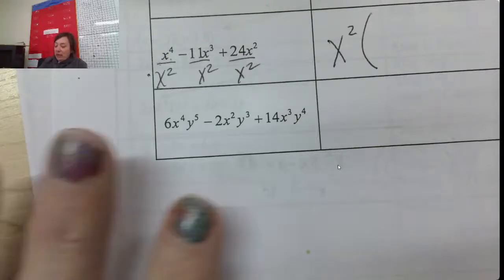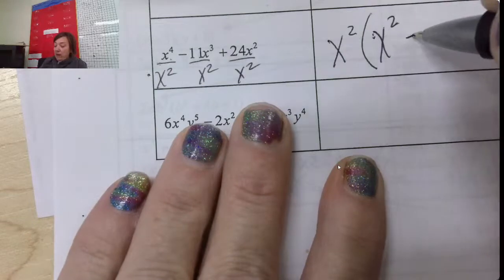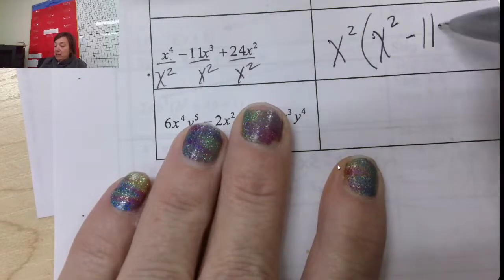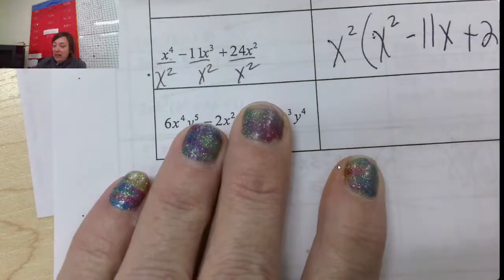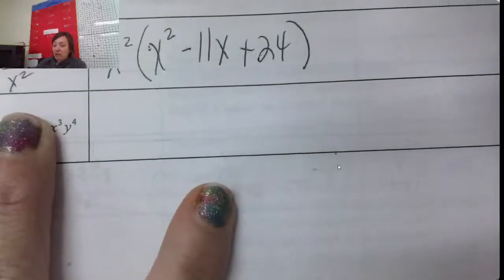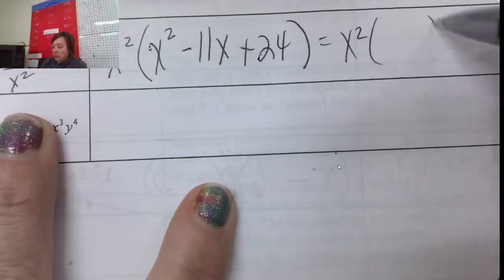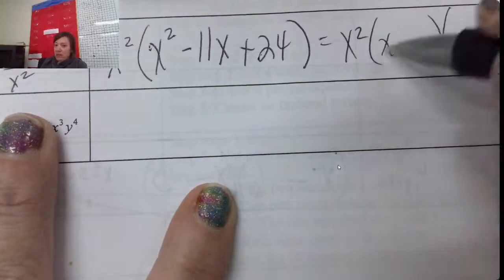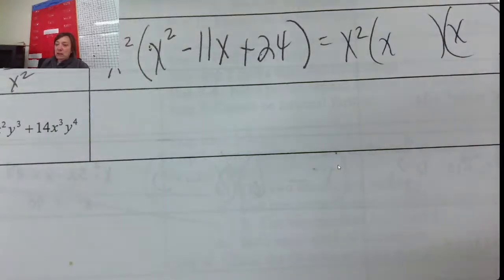Okay, so what do we get here? We get x squared minus 11x plus 24, right? And then you're going to see, hey, can I factor the second part of this? If I can factor the second part, I'm going to. So I know it would have to be x and x, right? And then what are things that multiplied to get 24 that might add to get 11 or subtract to get 11? 8 and 3.